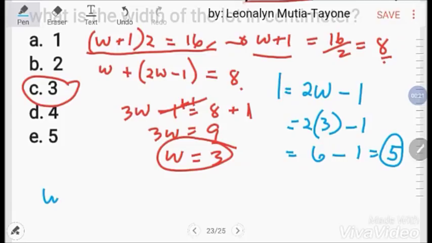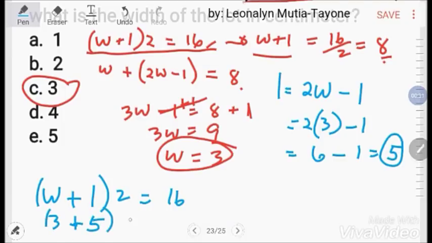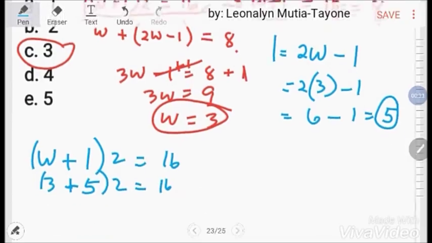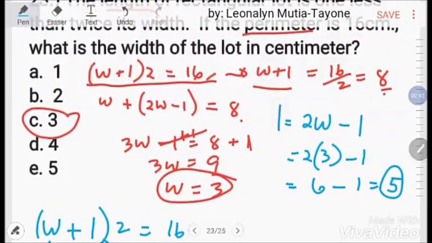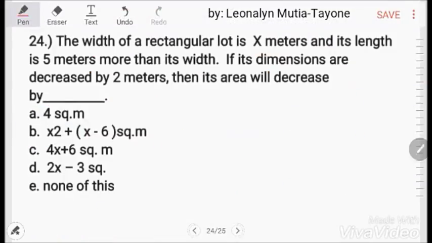Perimeter. Width plus length times 2 equals 16. So, ang width natin ay 3 plus 5 times 2 equals 16. And this is 8 times 2 equals 16. So, ang answer natin na 3 ay tama.